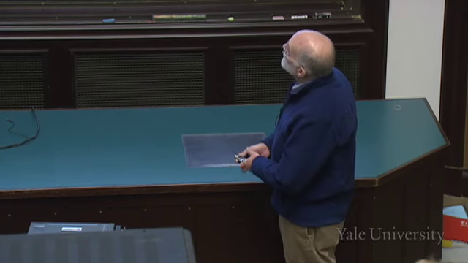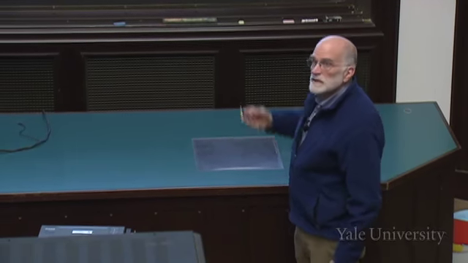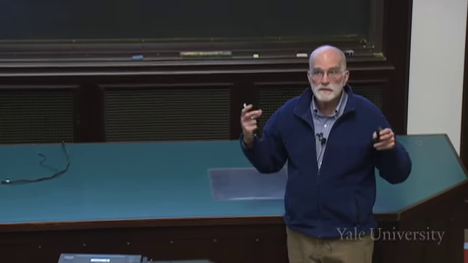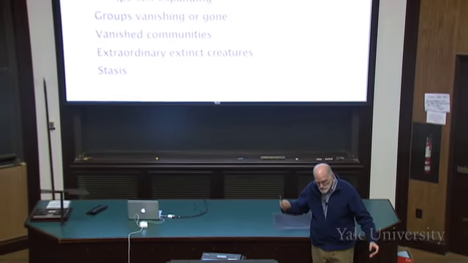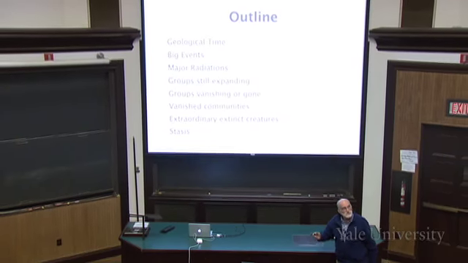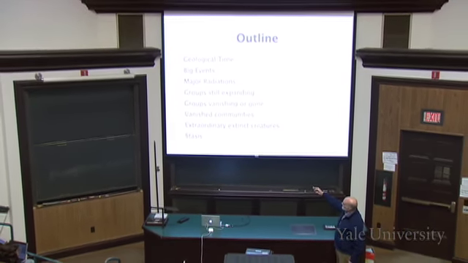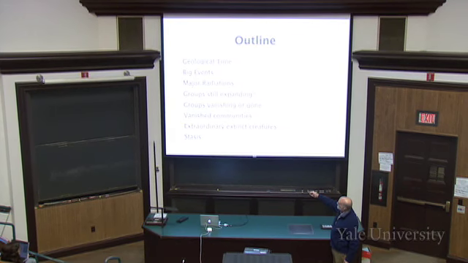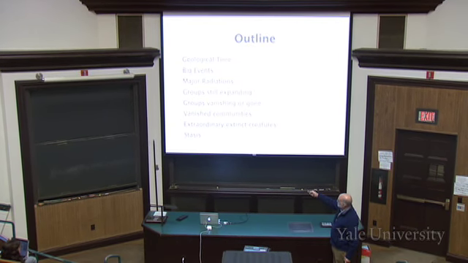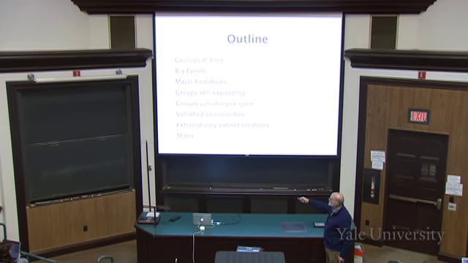So I'm going to again give you another view of geological time. This is something that's important to build up in your head. It takes a while. The names are unfamiliar. The depth of time is astonishing. But it's a very necessary framework for understanding evolution on this planet. We'll talk about a few big events, the major radiations, the groups that are still expanding, the ones that are vanishing or gone, vanishing communities, extraordinary extinct creatures. Then I'll mention stasis, and I'll also mention Cope's law.